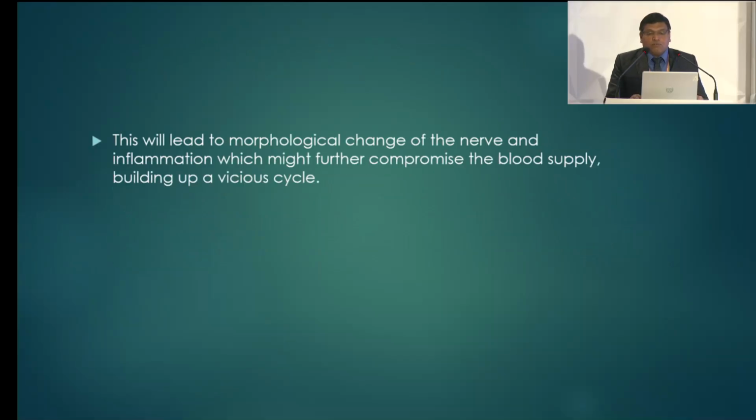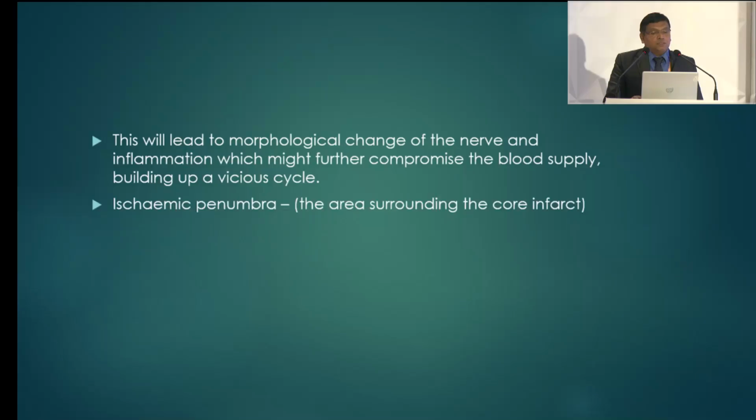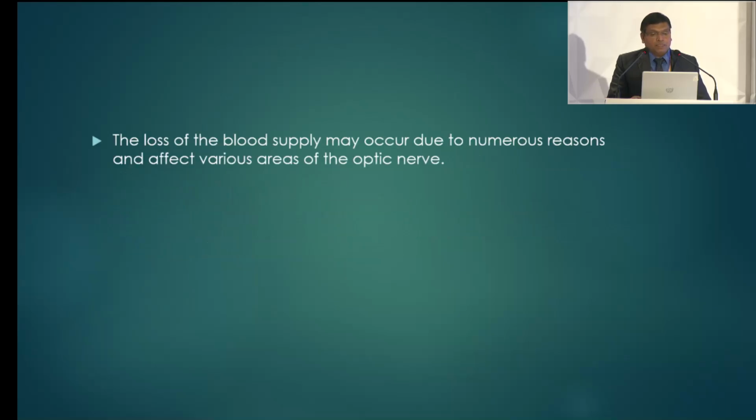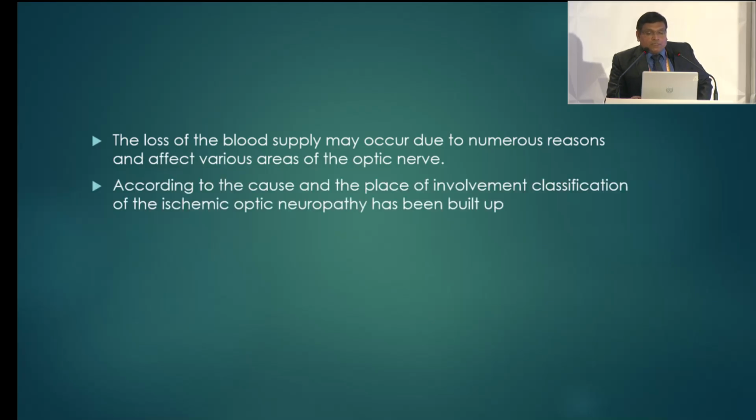So it will lead to a morphological change of the nerve and inflammation, which might further compromise the blood supply and build up a vicious cycle. There's something called the ischemic penumbra, the area surrounding the core infarct. The important point is that neurons in this area are initially viable but vulnerable to delayed death if the blood supply is not immediately restored. The loss of blood supply may occur due to numerous reasons and affects various areas in the optic nerve. So according to the cause and the place of involvement, the classification of ischemic optic neuropathy has been built up, basically.